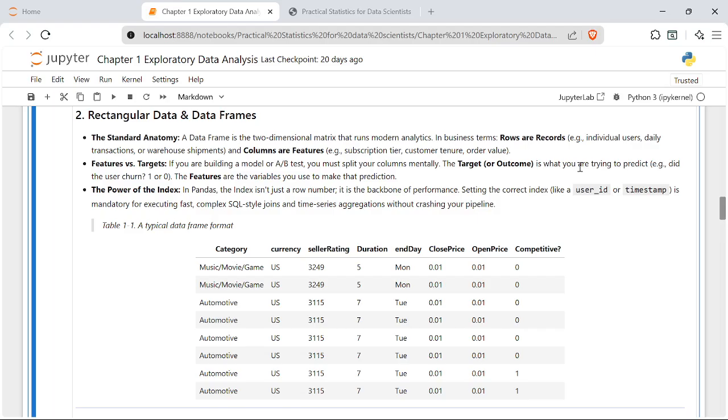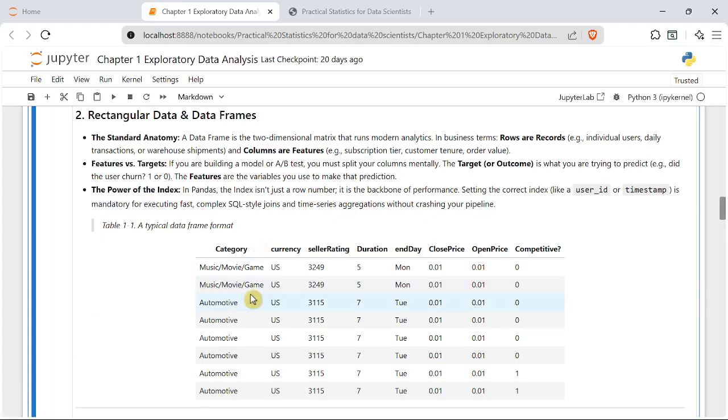The power of index. In pandas, the index isn't just a row number, it's the backbone of performance. Setting the correct index, like user ID or timestamp, is mandatory for executing fast and complex SQL-style joins and time series aggregations without crashing your pipeline.